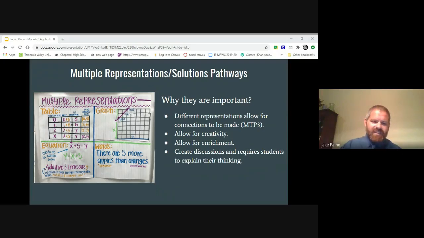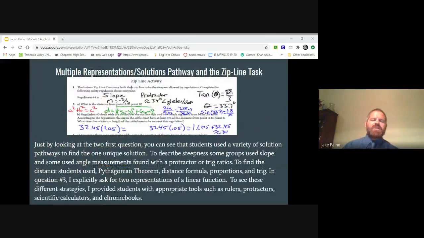In this task, if you just look at the first two problems, there are multiple ways to solve all these. And these are all examples that I took from my students. When talking about steepness, I had students use just the slope, rise over run, and then they turn that into a sentence. I had some people measure the angle using a protractor. Again, I provide these tools on their group, so it kind of sparks their thinking.